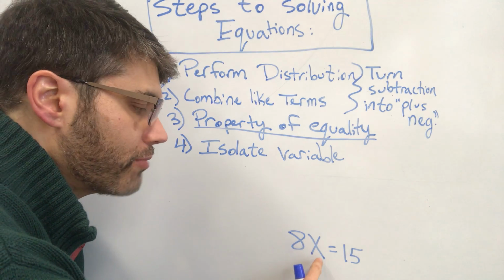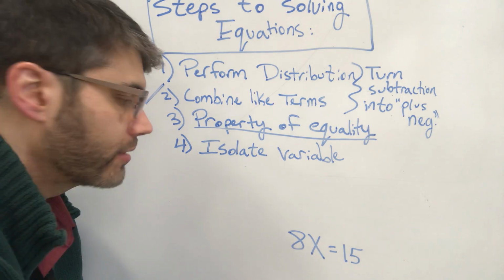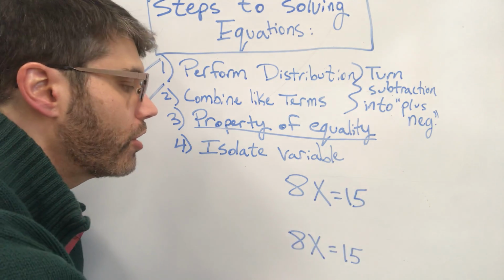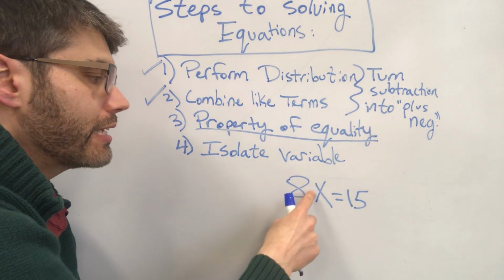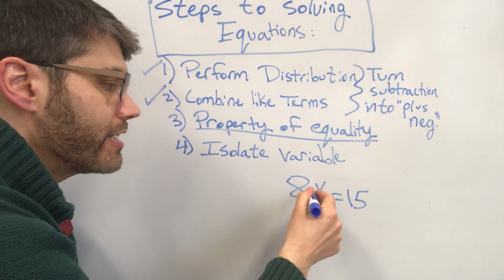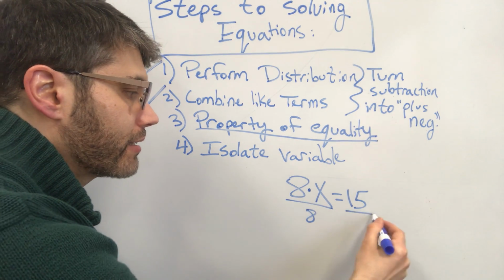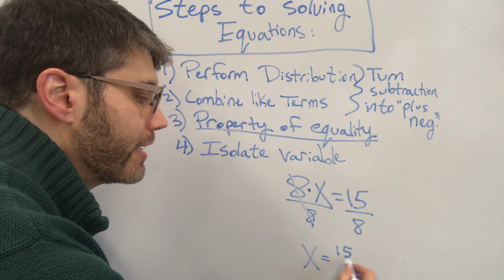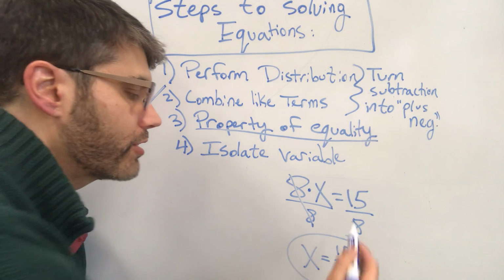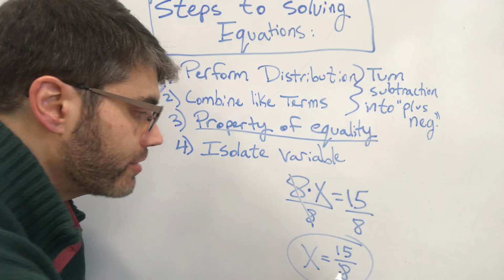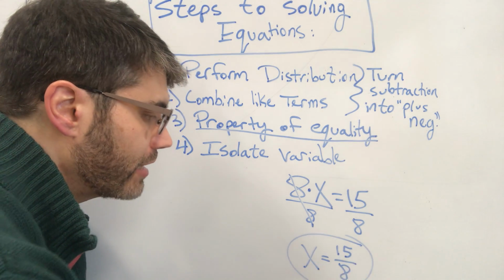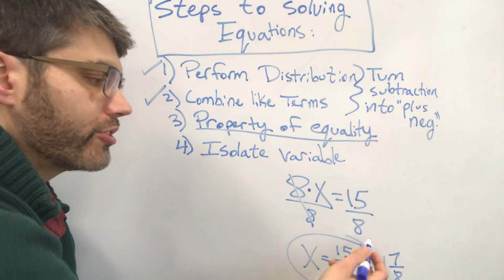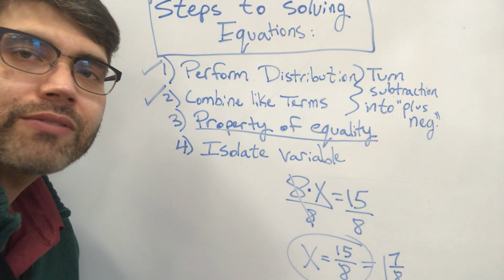Now, 8 is being multiplied against x. This is 8 times x. So in order to get x completely by itself, I need to divide both sides by 8. So x equals 15 over 8. And that's a great answer. If you want, you can do 8 into 15 is 1 and 7/8. If you want, you could turn 7/8 into a decimal, but please just leave it as a fraction.